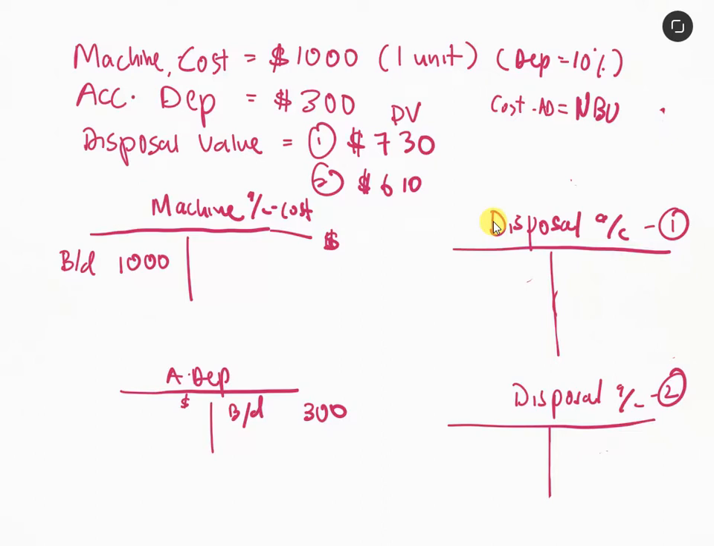Disposal value, scenario 1: I sell it for 73. When I sell, open the disposal account. How many steps? 4. Step 1, I sell off the one and only asset. Take it out from your cost, 1,000. Then focus on this asset. How many years have I depreciated? 3 years, 300. Is it here? Disposed of, so we take it out. Step 2.